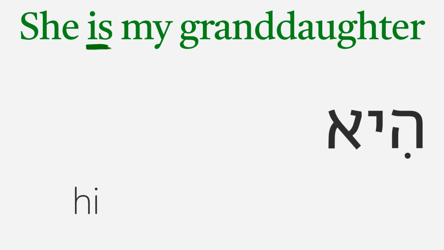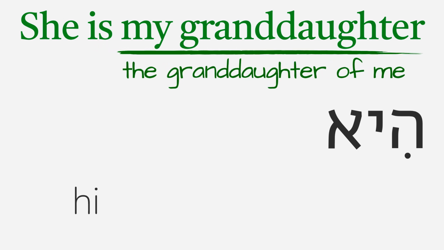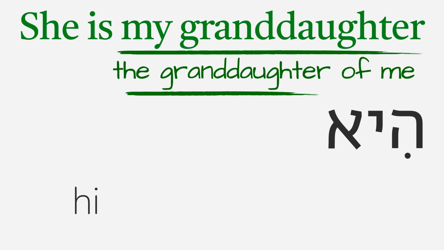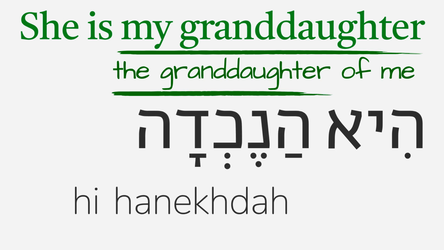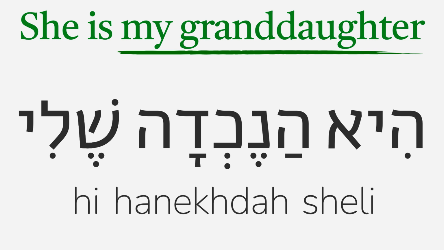Let's see these suffixes in some Hebrew sentences. We'll start out by translating the sentence, she is my granddaughter. She in Hebrew is hi, and there is no Hebrew word for is. The expression for my granddaughter in Hebrew will be the granddaughter of me. The granddaughter is hanechda, and of me is shel, of, plus the me suffix, i. So that's sheli, of me. Hanechda sheli, my granddaughter. Hi hanechda sheli, she is my granddaughter.